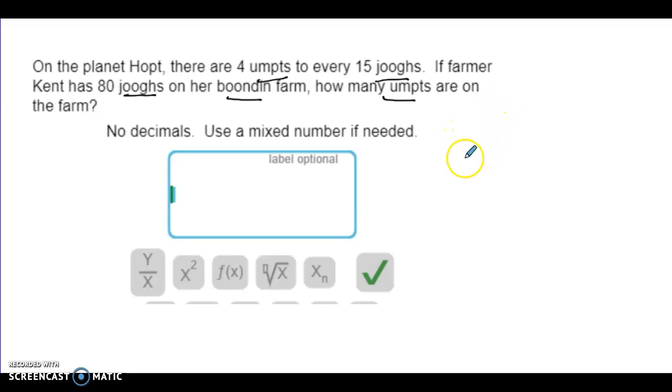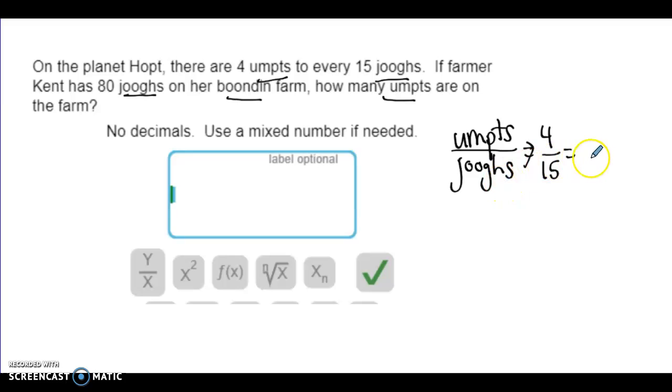Now, as a mathematics teacher, I always like ratios so they look like fractions. So I'm comparing number of umps to number of joogs. And then I'm going to set up my proportion that way. So what do I know? I have 4 umps, 1 joog. What is the question? The question is, what if Kent has 80 joogs? Well, joogs is the bottom half of my ratio, so 80 has to go here. How many umps? We're looking for this one, and I'm going to use U for umps.